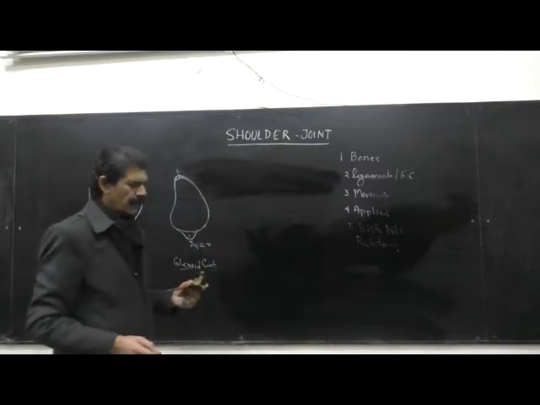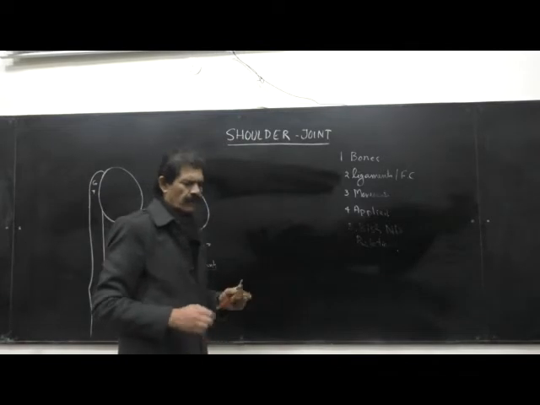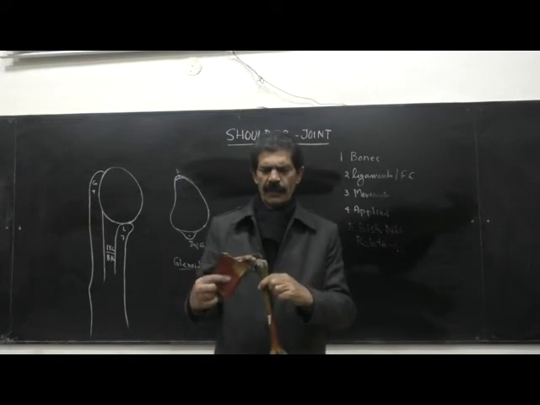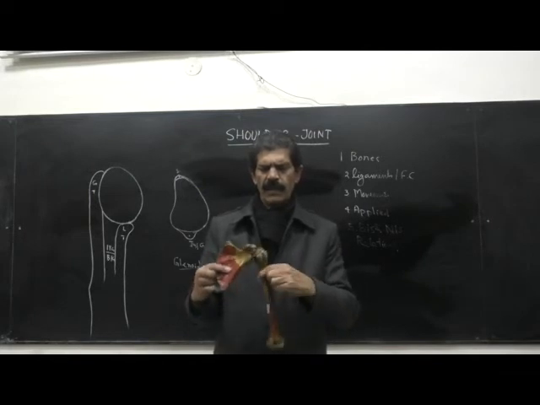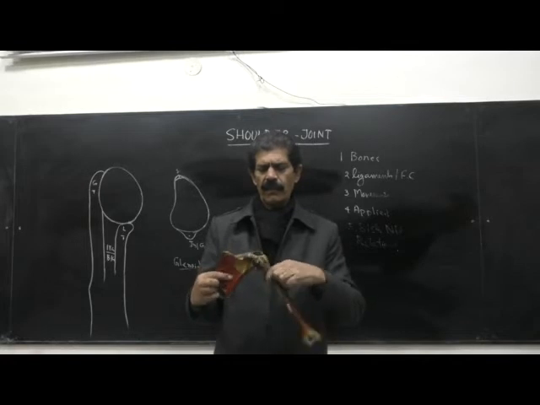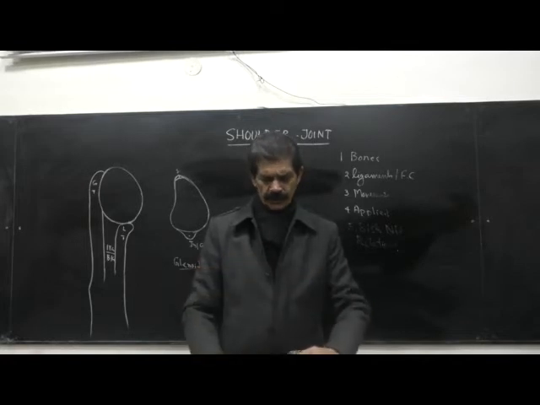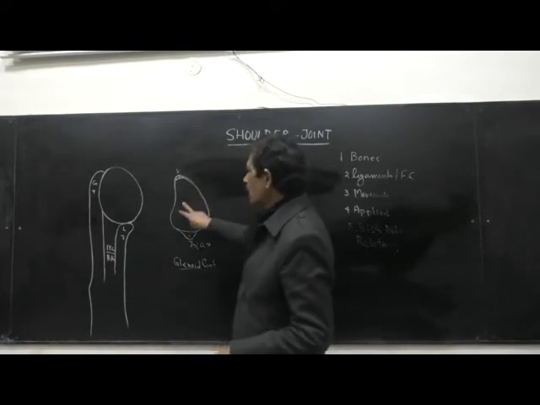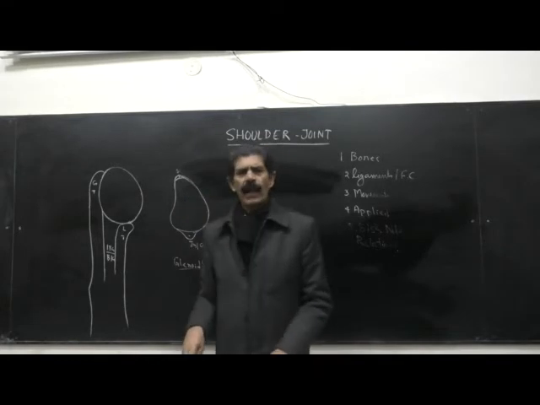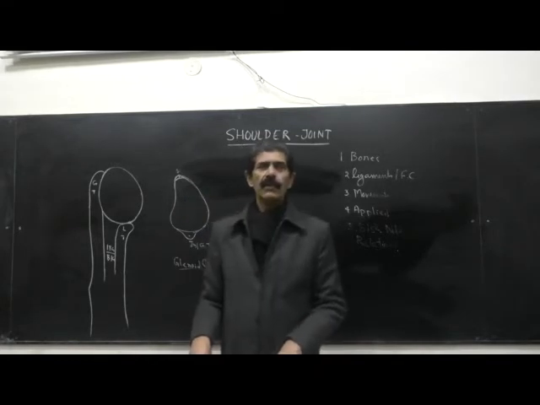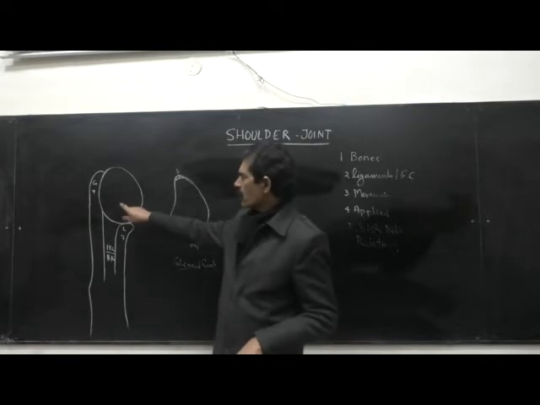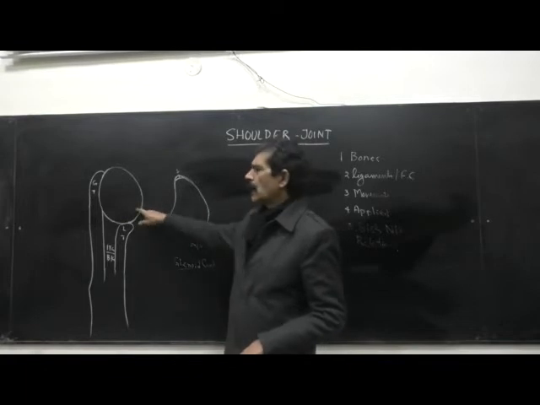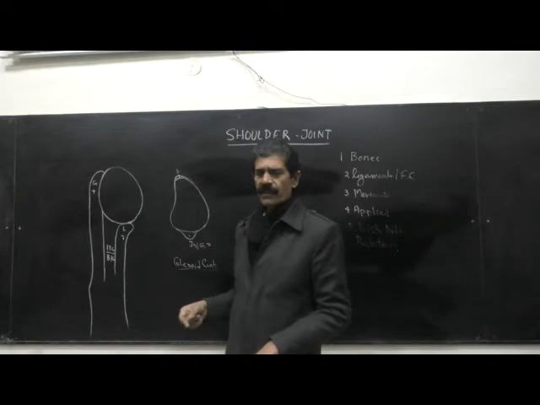So this is how the joint is formed between the shallow glenoid cavity and the head of the humerus. So that is the movable joint, the synovial variety of joint. And the glenoid cavity is also very smooth. Again, it is covered by hyaline cartilage, which is also called the articular cartilage. So the articular cartilage of the head moves on the articular cartilage of the glenoid cavity, and this joint is smooth and frictionless.